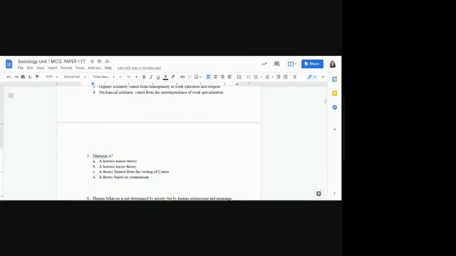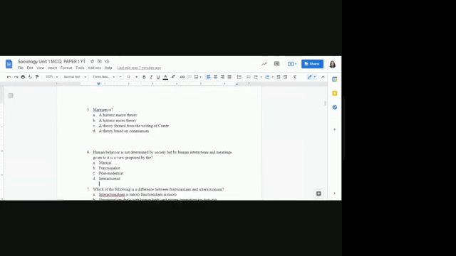Marxism is it A, a historic macro theory, B, a historic micro theory, C, a theory formed from the writing of Comte, or is it D, a theory based on communism? And the answer is A, a historic macro theory.